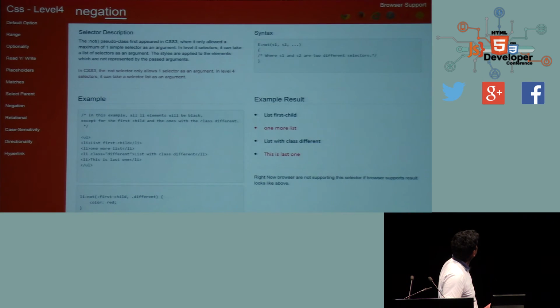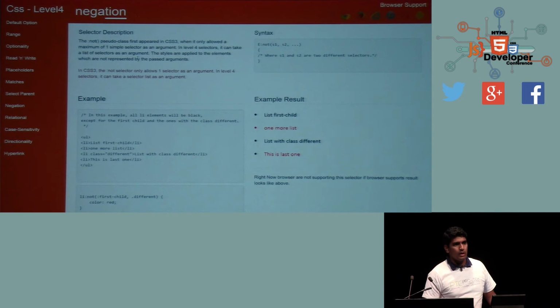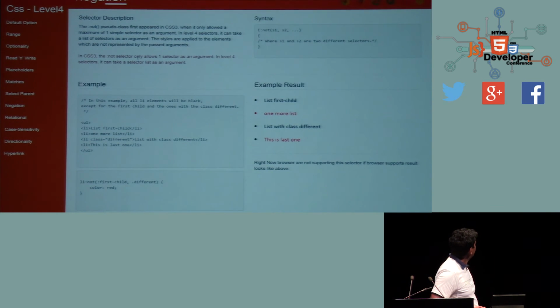And negation, all right, it's loaded. So negation, we already have this in CSS3, the not selector. However, it only takes one argument, right? With CSS4, what you can do is pass multiple arguments with it as comma separated. So in this example here, li not first child and different, so you're passing in 2 arguments, so except for those, the other things would be selected, and obviously the color red is applied to them. So it's similar to CSS3, but with an option to pass arguments as a list.